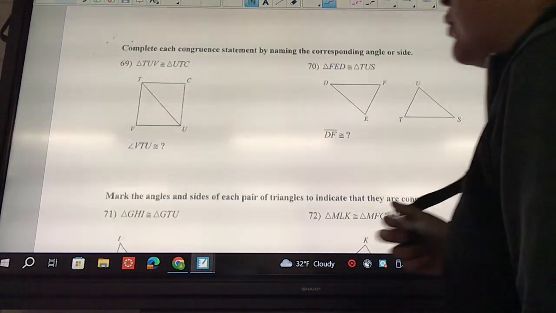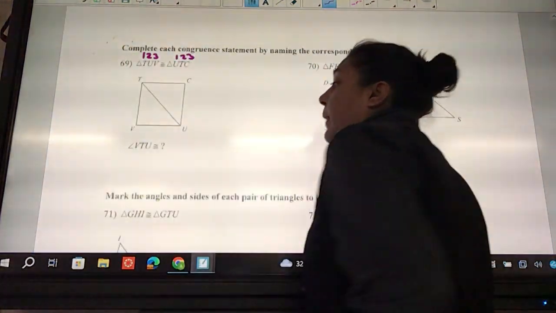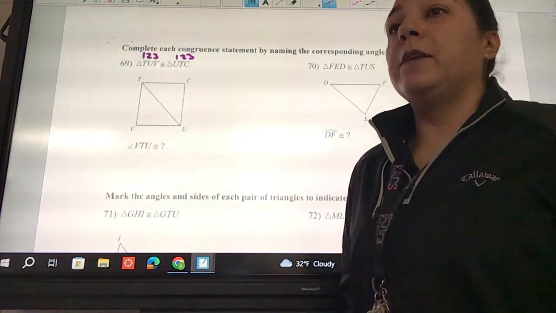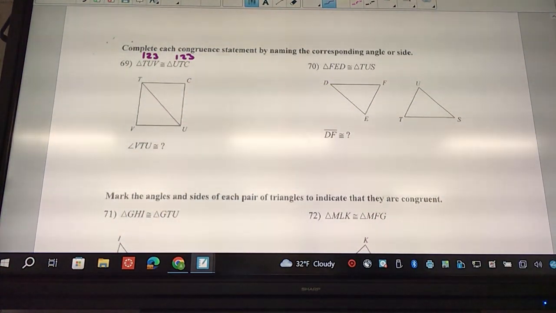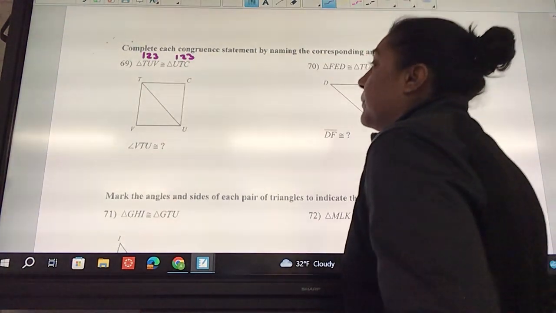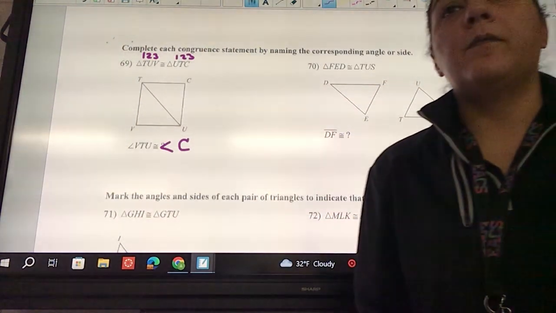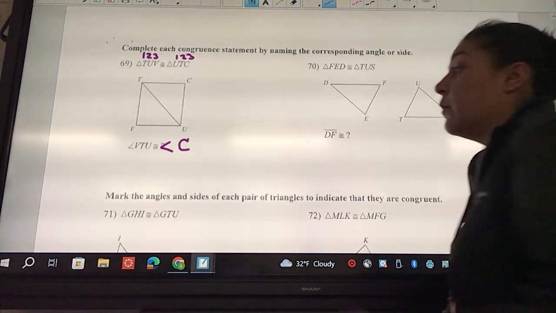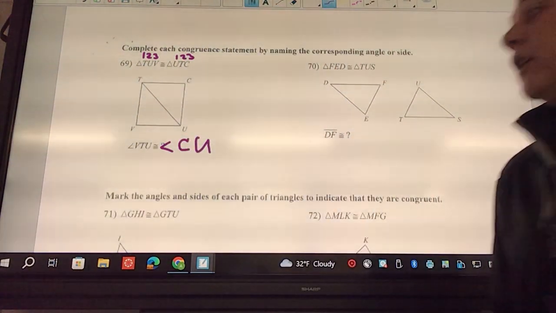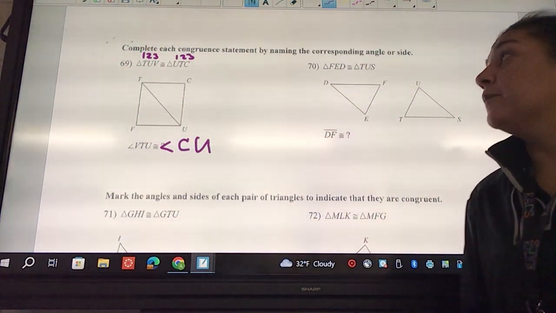Okay, 69. Complete each congruent statement by naming the corresponding angle. So again, we can say 1, 2, 3, 1, 2, 3. Where does V match up on this first one? Is it number 1, 2, or 3? V is 3, so what is 3 on the other one? C. Okay, what does T go with on the first one? T is number 1. What is 1 on the other one? U. Okay, U on the first one is what? 2. What's 2 on the other one? T.